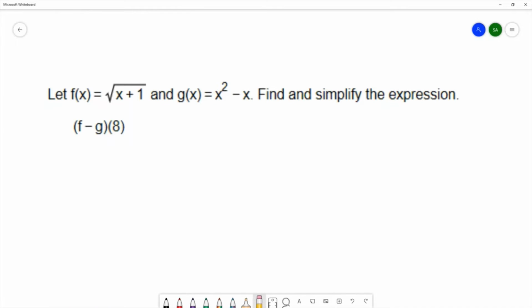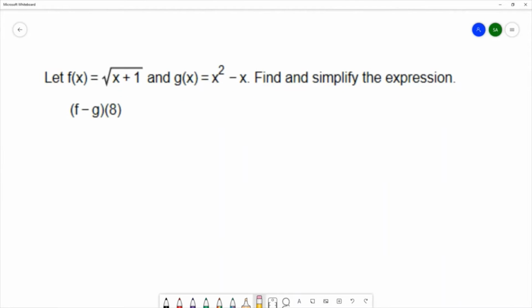In this example, we have let f of x equal square root of x plus 1 and g of x equal x squared minus x. We want to find and simplify the expression. Our expression is f minus g of 8. I have two different ways that I can work this problem out. I'll show you the first way.